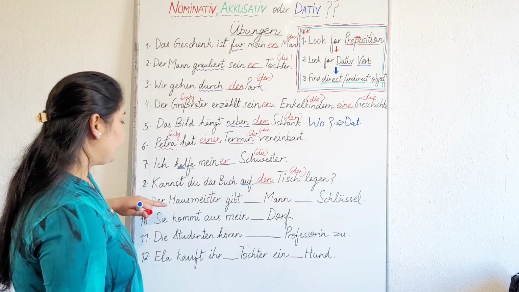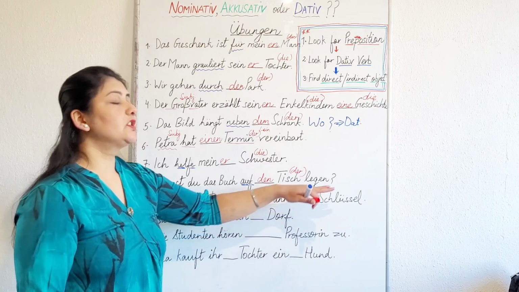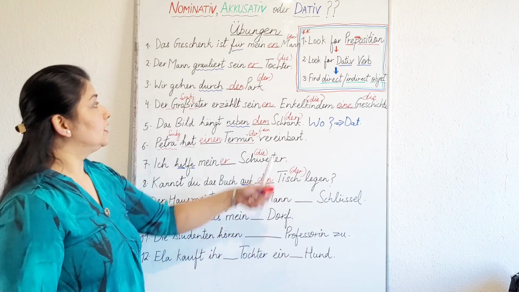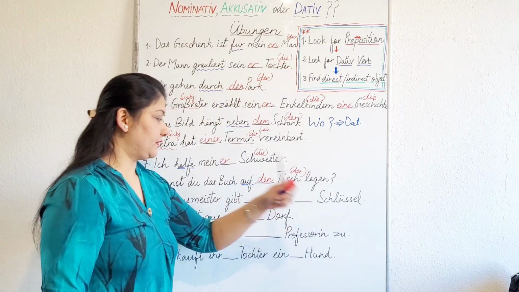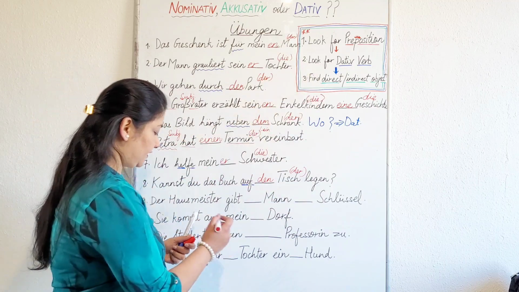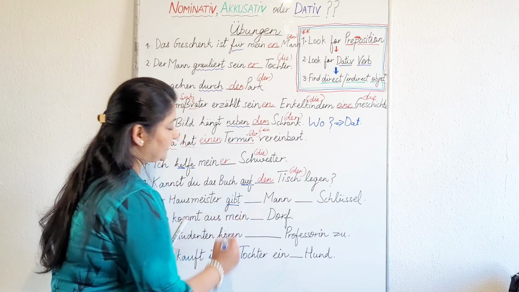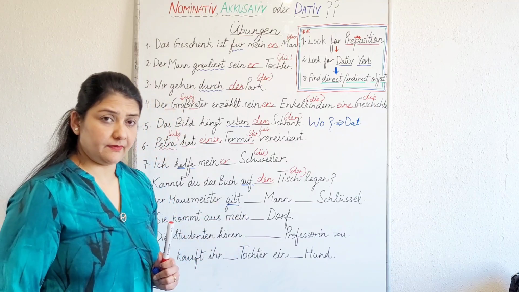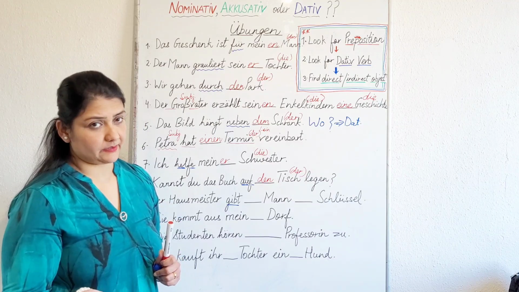Der nächste: Der Hausmeister gibt man Schlüssel. So, again, looking for a preposition, no preposition. Looking for a dative verb. So, what is the verb here? The verb which we have here is geben. Geben can have both objects, dative as well as accusative.